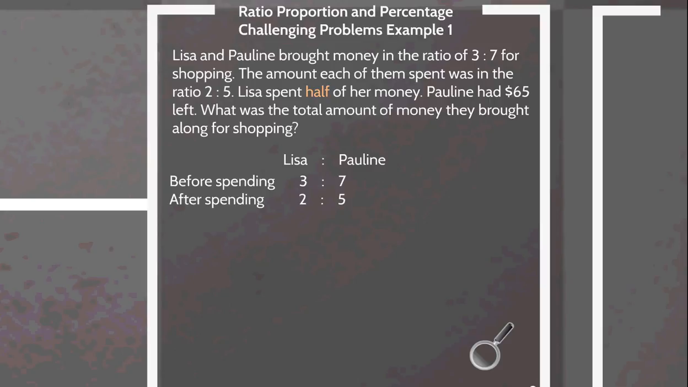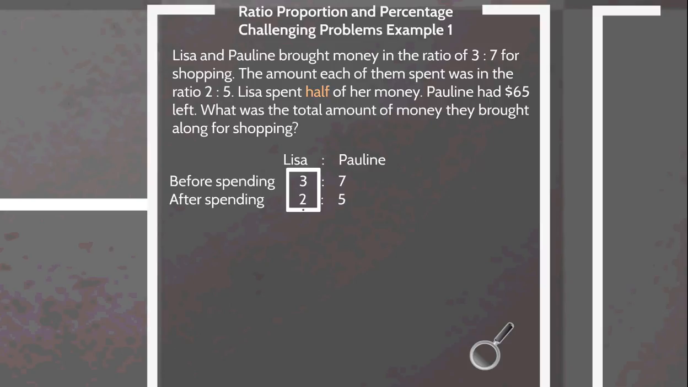First, we want to write down what the question says. Lisa and Pauline brought money in the ratio of 3 to 7, and that was before spending. And after spending, they had this ratio between them to be 2 to 5. And then we know that Lisa spent half of her money. So we look under Lisa.